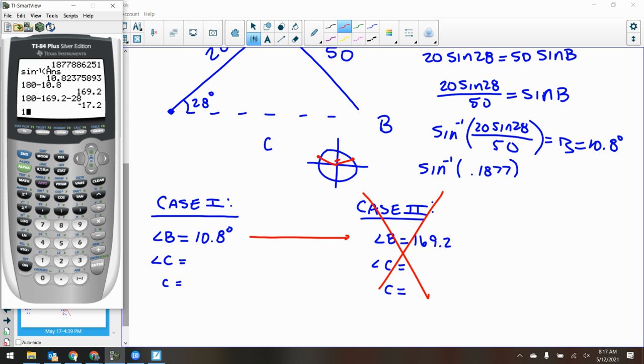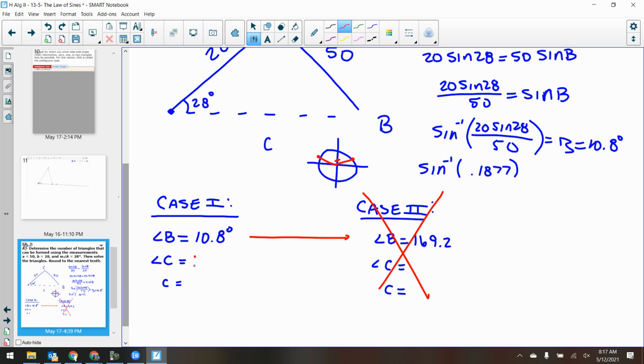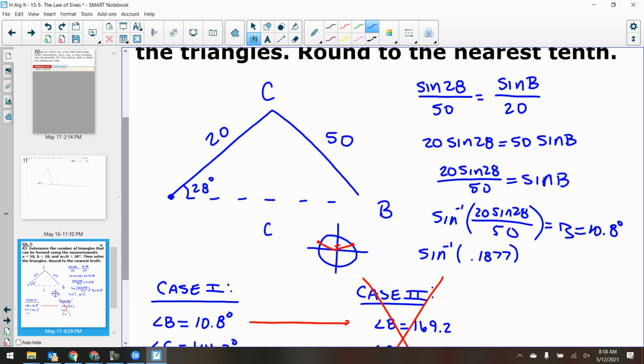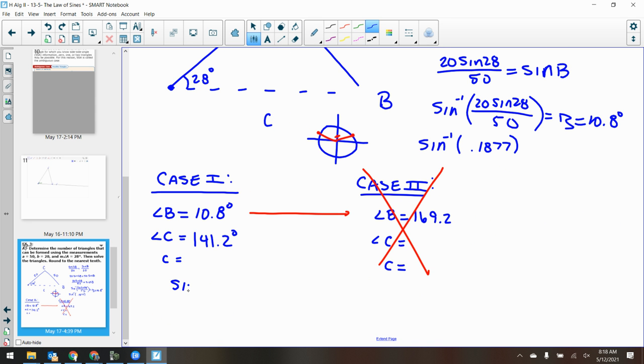So we take 180 minus 10.8 minus 28. 141.2. I'm going to write this in blue. 141.2. And then we find side C. We were given the angle side pair of 28 and 50, so sine 28 over 50 is equal to sine 141.2 over side C.